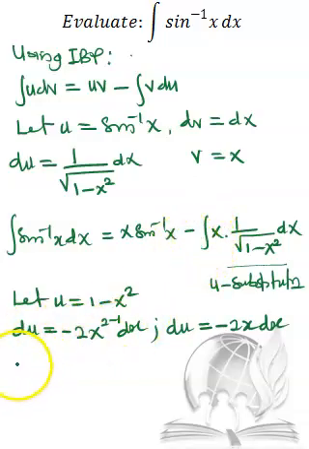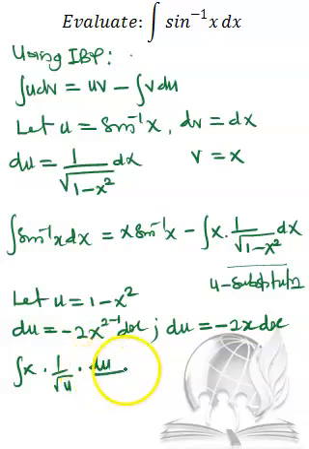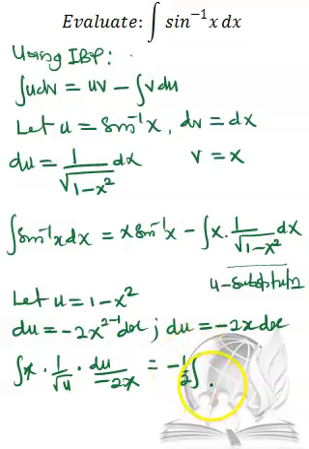Let's just continue. We are going to have the integral of x multiplied by 1 divided by the square root of u, then multiplied by my dx, which is du divided by negative 2x. So this x is going to cancel this x, and I'm going to have negative 1 over 2 the integral of u raised to the power of negative 1 over 2. So this is what we are having here.